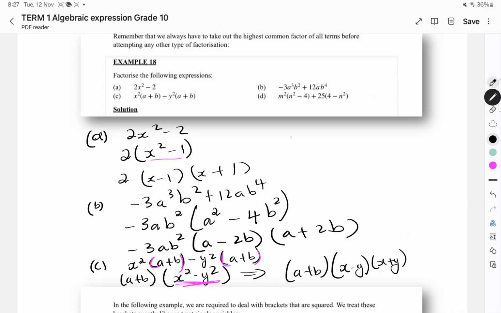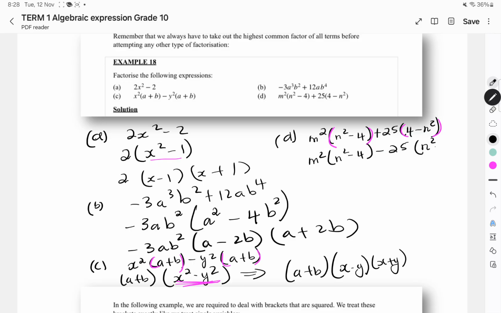Let's do number D. I'm having m squared (n squared minus 4) plus 25 (4 minus n squared). Firstly, I need to change this bracket. So I change it: m squared (n squared minus 4) minus 25 (n squared minus 4), so that both brackets are the same. Are we good? Now, the common factor is this.